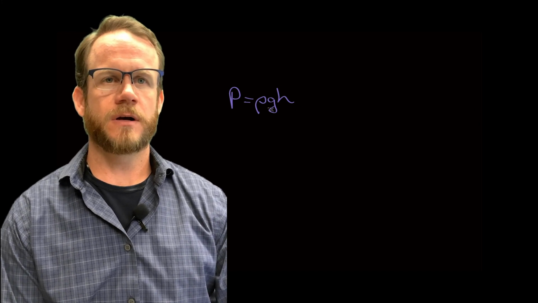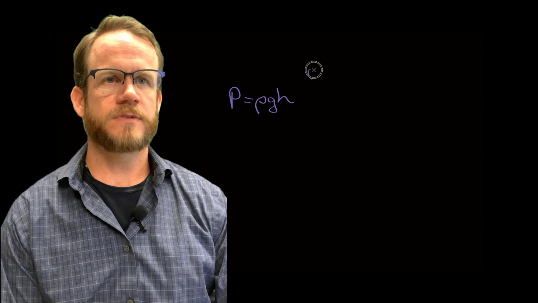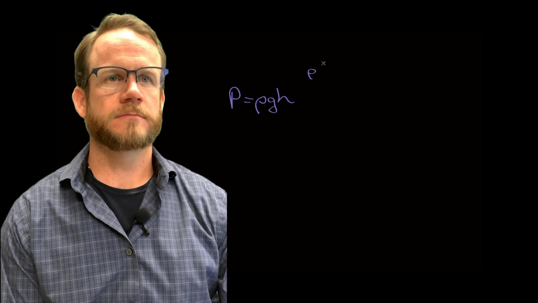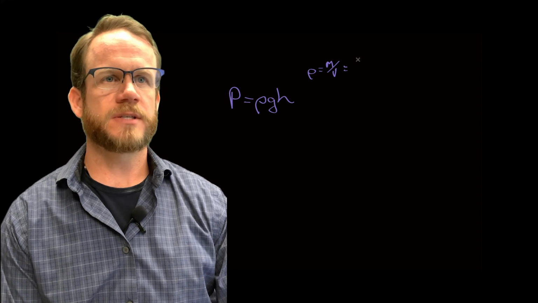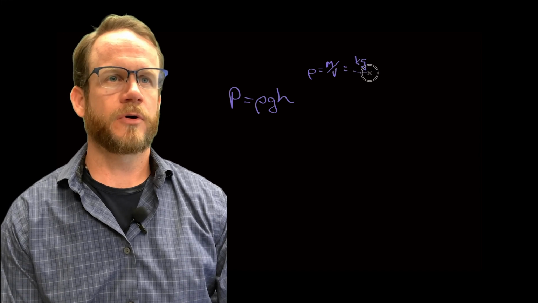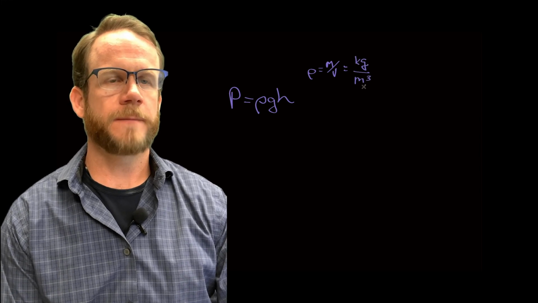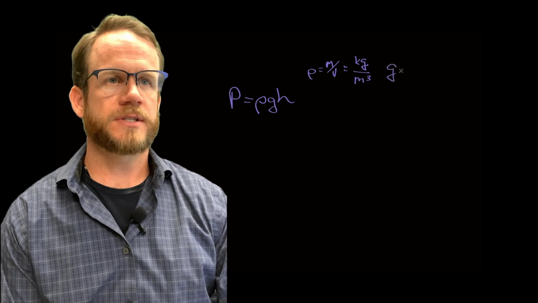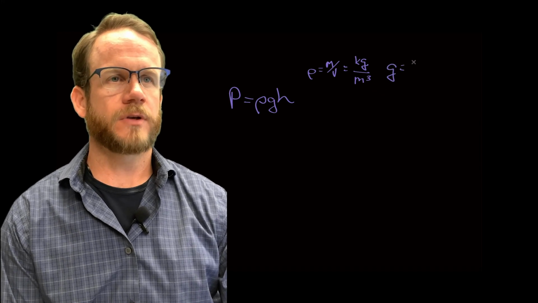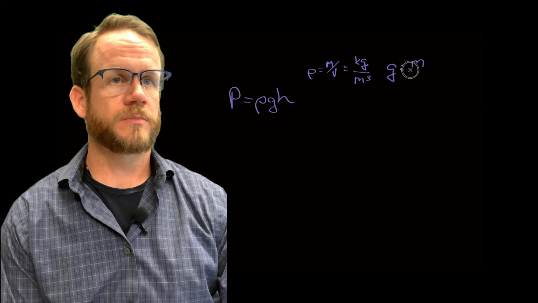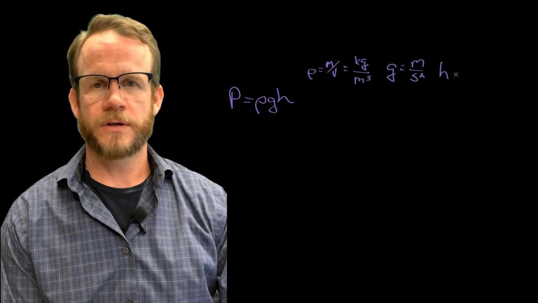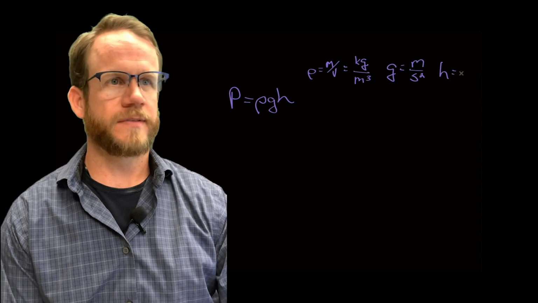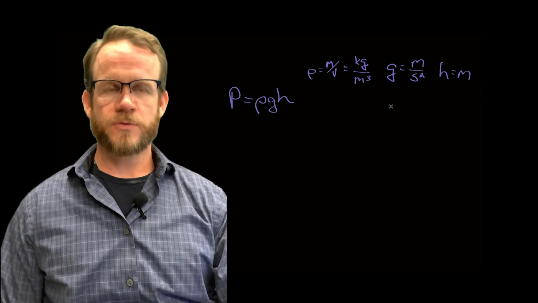So in the case of density, this is a mass over volume, and in general, this is going to be something like kilograms per meters cubed. Gravity is an acceleration, and that is going to be something like meters per second squared. And then height, well, we know height is just a distance, and that's just meters, all right? So that's what we're going to use for this.